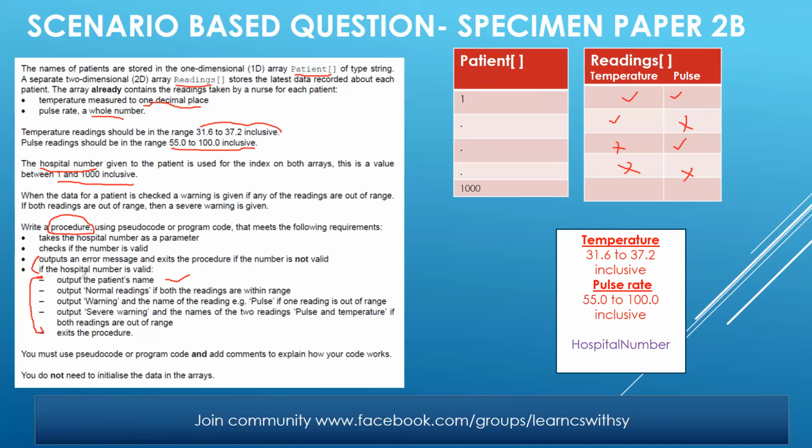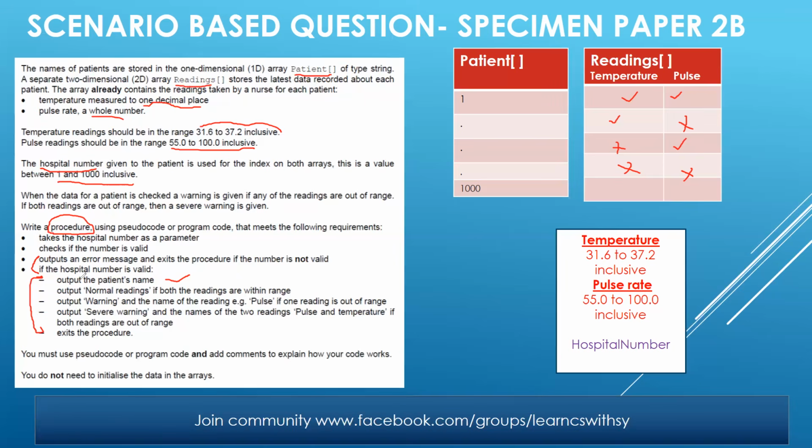Okay. Now, is there any input needed here? Up to now, what we have figured out is there is no input needed, but output is definitely needed because we have to output several messages: normal readings or abnormal readings, the warning with a proper message, and definitely the severe readings, the severe warning. So this is how we have identified the question requirements, and now we are going to solve.